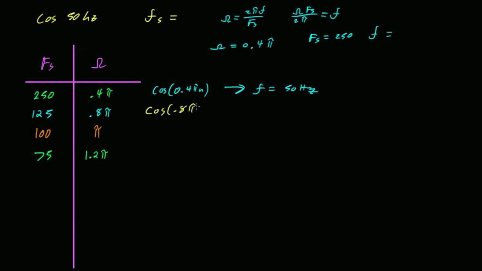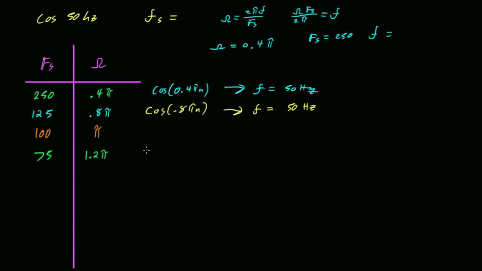We work the problem backwards. We take 0.8 pi times the sampling frequency divided by 2 pi. We still get back our 50 hertz signal. So in other words, if we sample at this frequency and work my equation backwards, I'm still able to extract my 50 hertz. So that's good, right? The whole point is to be able to figure out what we had originally before we sampled.